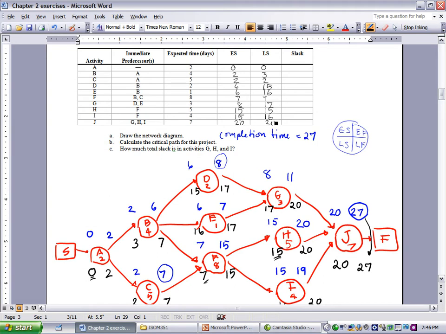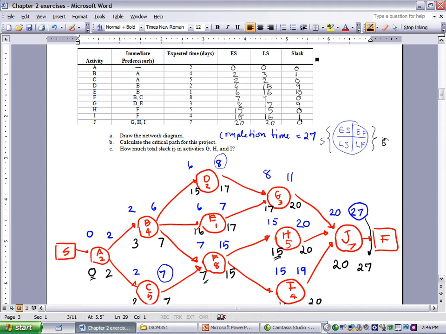Okay, as you can see, slack can be either the front pair difference or the back pair difference. Both of them will be the same number. So we're going to have slack 0, 1, 0, 9, 10, 0, 9, 0, 1, 0.